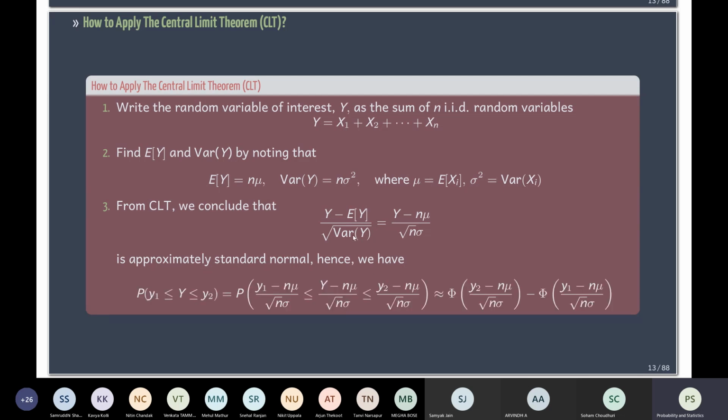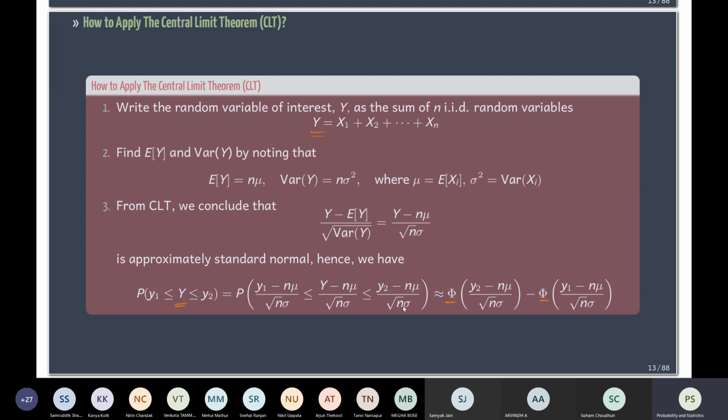And hence, if you are supposed to compute probabilities of Y, they can be computed using the standard normal. For instance, the probability that Y lies between y1 and y2. I do the rescaling: I subtract n mu and divide by square root of n sigma. I do this on all sides, so the inequality doesn't change. So this and this are the same thing.